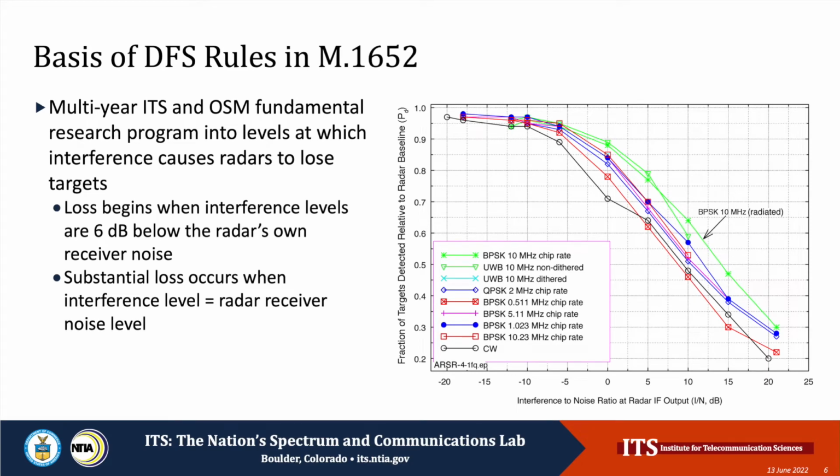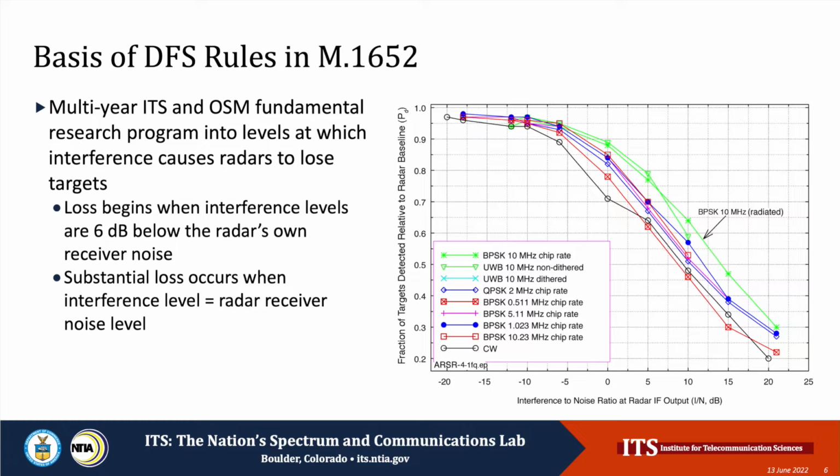A purely technical aspect of what had to go into that recommendation was the power level at which the wireless device emissions would cause interference into the allocated radars at 5 GHz. In response to this, ITS in Boulder and the Office of Spectrum Management, NTIA's office in Washington, D.C., jointly launched a fundamental research program into the levels at which RF interference will cause various types of radars to lose targets.